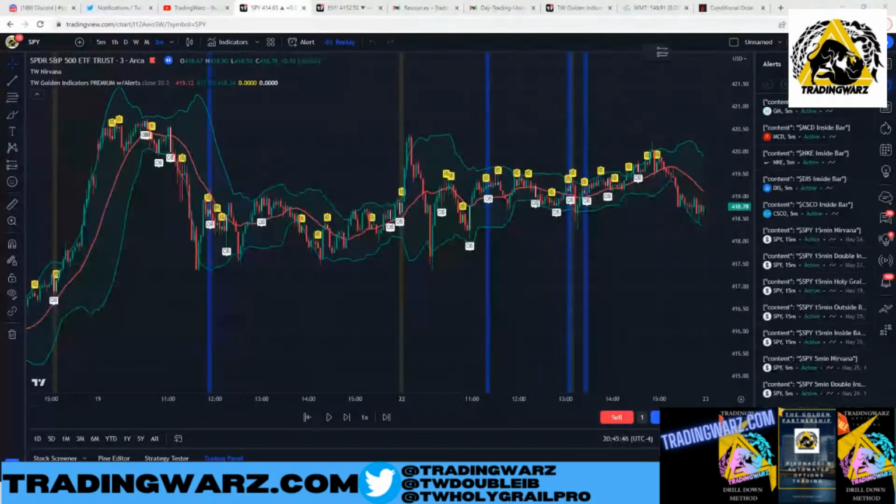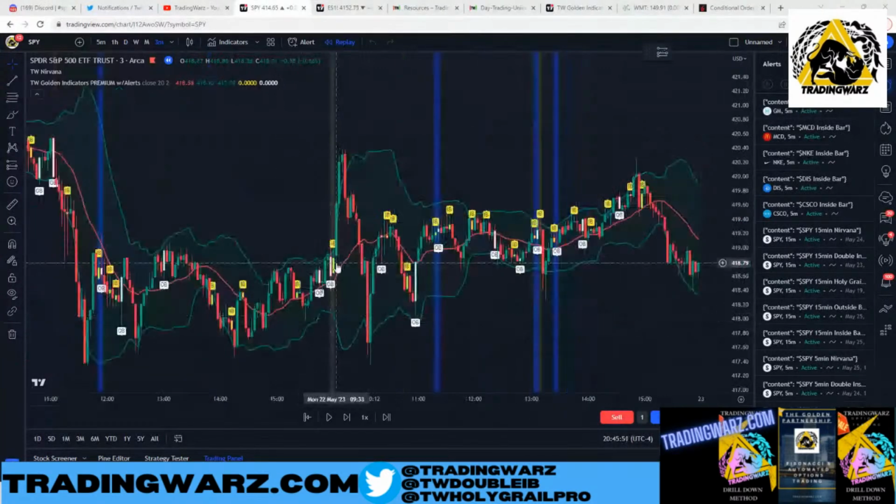I really like doing it because I can get in and out. There are a few time frames to look at for the opening range breakout. We can look at the 3-minute, the 5, and the 15. Those are my go-to time frames.